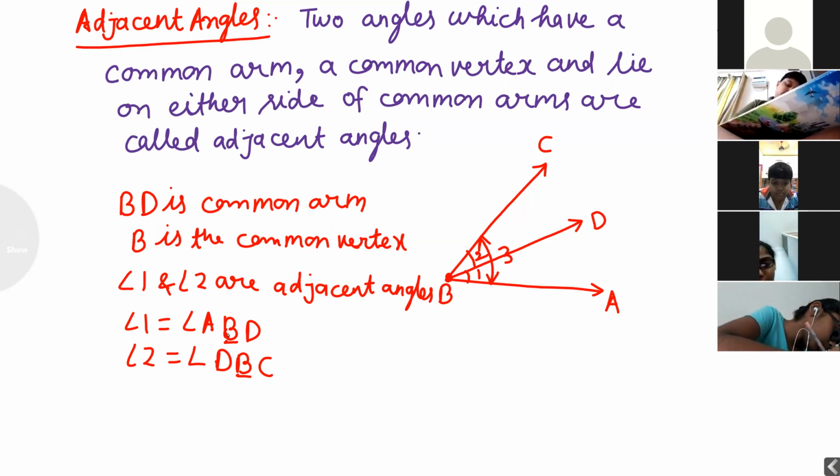I hope there is no doubt about adjacent angles. If I'm talking about adjacent angles, firstly I want to search which vertex is common. B is the common vertex. Which arm is common? BD is the common arm. Now ABD and DBC both are adjacent angles. We can say angle 1 and angle 2 are adjacent angles.